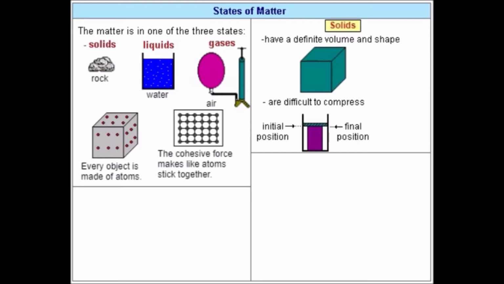Solids. A solid is a kind of matter in which the cohesive forces are very strong. A solid object has a definite volume and shape. The atoms of a solid object are very close to each other. This is the reason why a solid cannot be compressed easily.